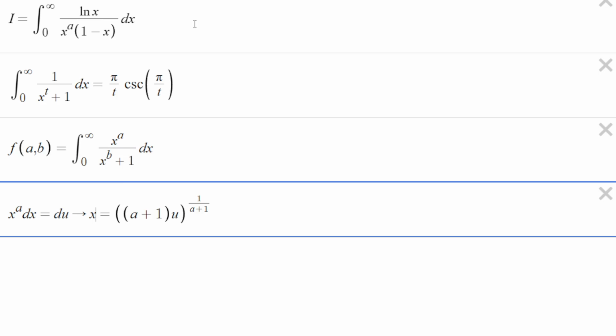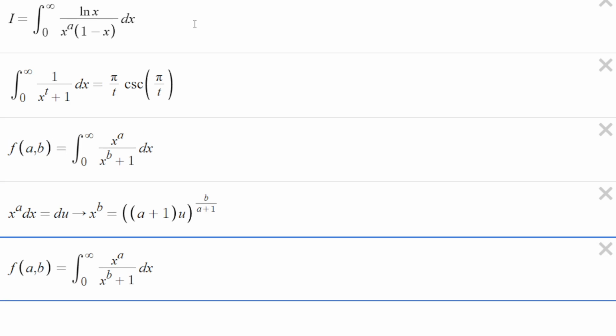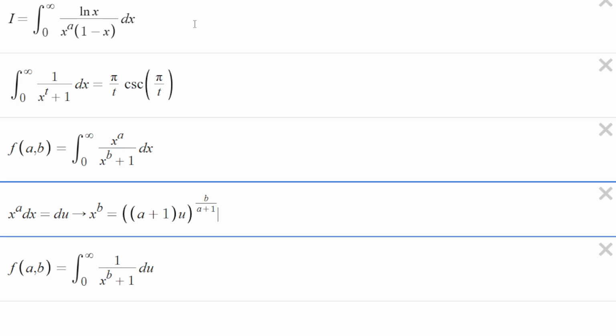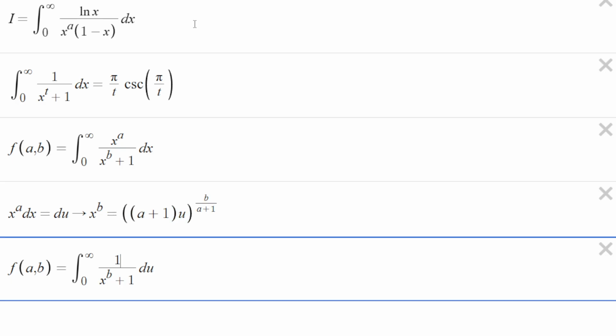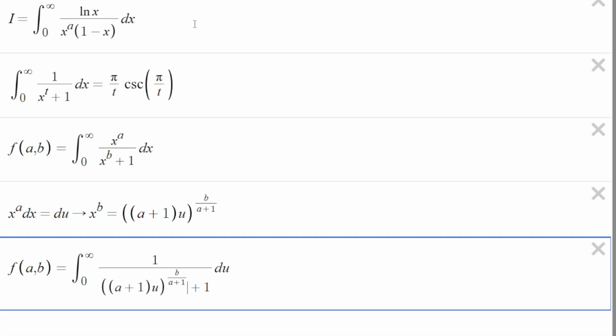All right, now we don't need to solve for dx because we already have x to the a dx being equal to du. But what we do need to solve for is x to the b. So x to the b will just simply be this entire thing raised to the b, which just multiplies the exponent by b. All right, so now we can define our f of a and b like this. Well, we initiated our substitution so that this x to the a dx will just be du. And our x to the b right here, that's just this, so we copy and paste it in.